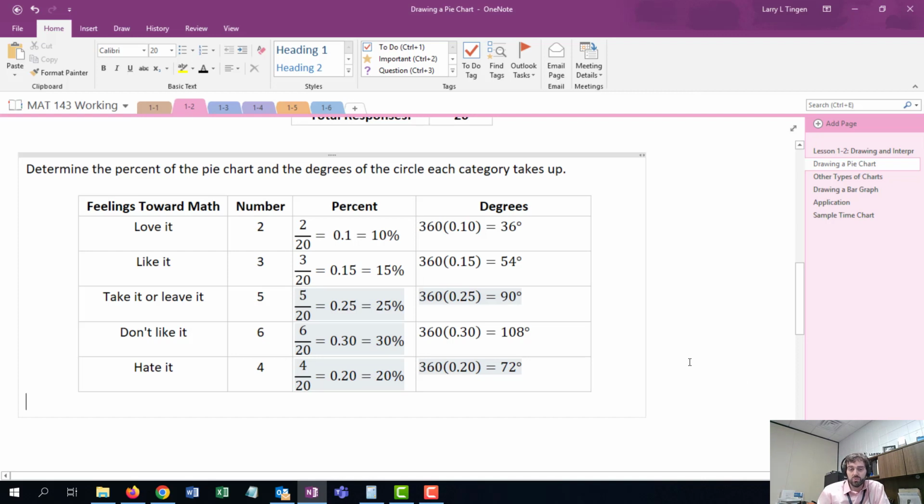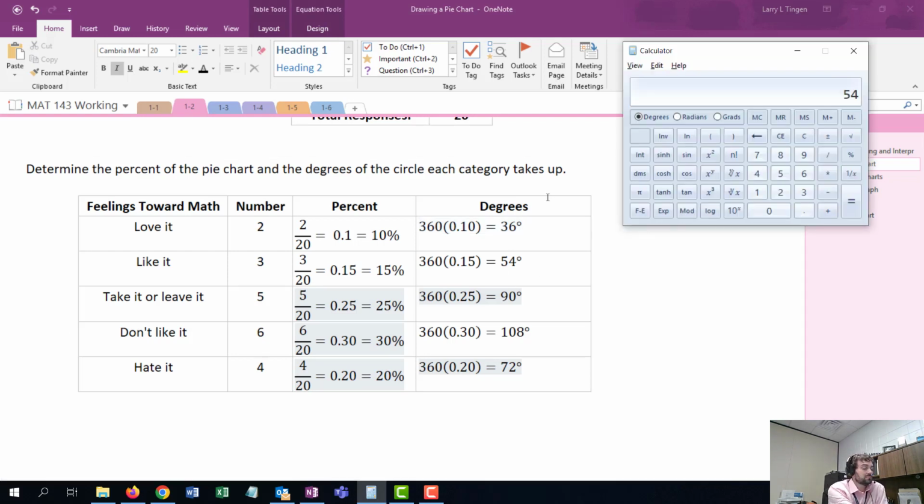Does that work in this one? Yes. 10, and I like doing the round ones just to make it easy. 10 plus 30 is 40. 40 plus 20 is 60. 15 and 25 is 40. 60 plus 40 is 100%. Now the degrees: 36 plus 54 plus 90 plus 108 plus 72. Let's make sure. That equals 360. So we did it right.